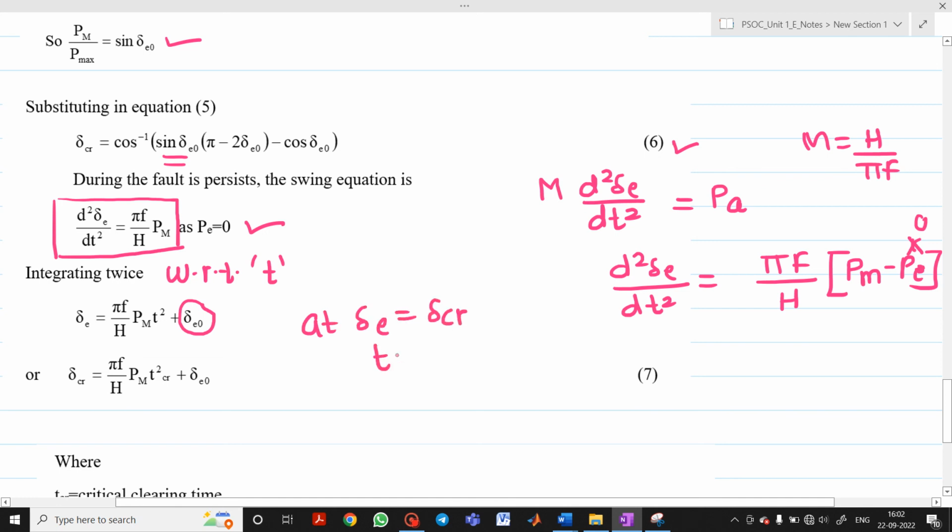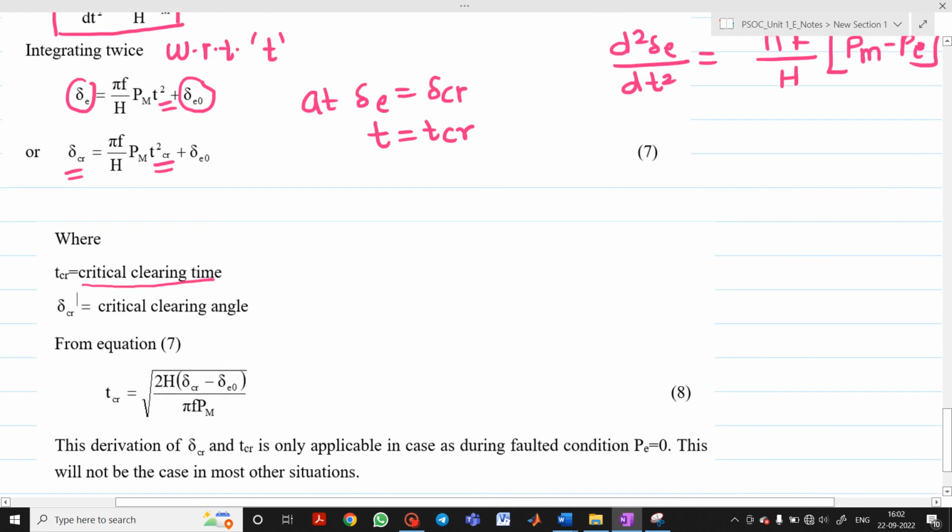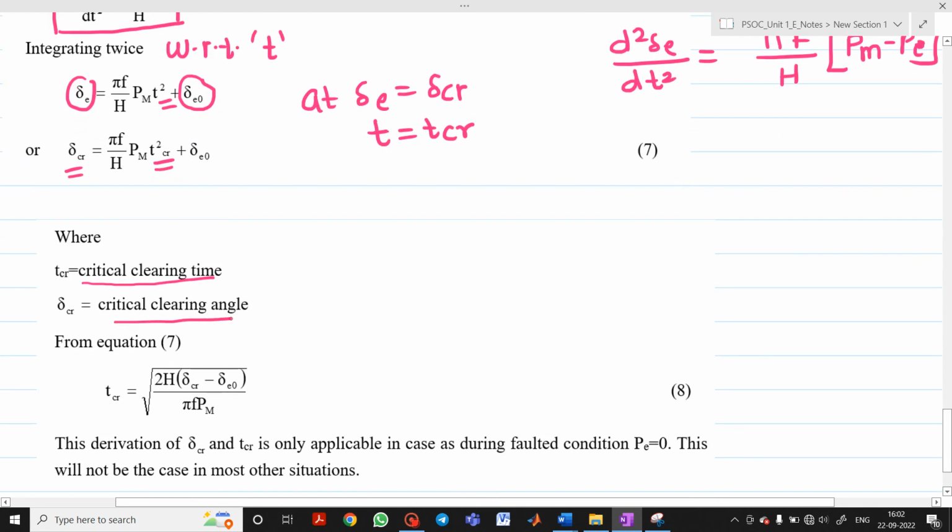What is your formula of t? t will be equal to TCR. So in place of delta, I will put delta CR, and in place of t, I will put TCR. So you will get this equation number 7 as delta CR equal to pi f upon H PM TCR square plus delta 0, where this TCR is nothing but critical clearing time. This delta CR is nothing but critical clearing angle.